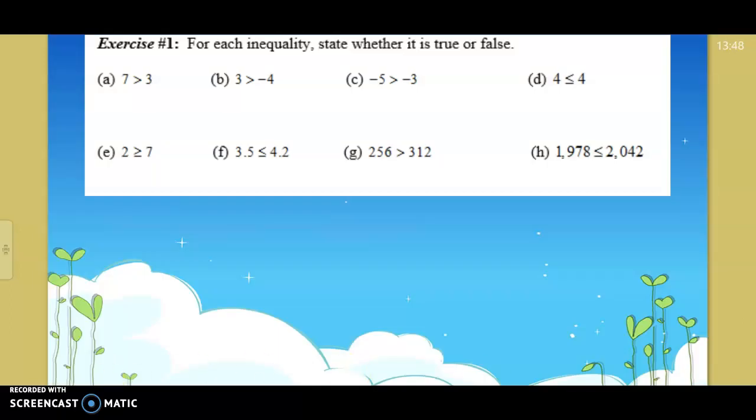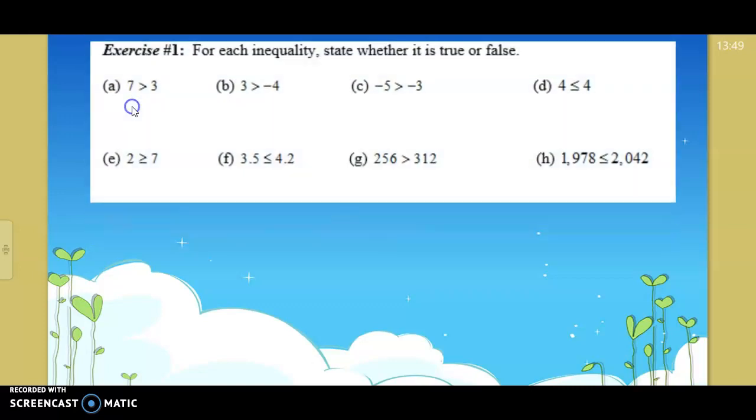So with these inequalities, let's say if they are true or false based on what we know about inequalities and integers. We've got 7 greater than 3. Head scratcher. Yep, that's true. That is, in fact, a true statement. Next up, we got 3 greater than -4. Any positive number is going to be greater than a negative number, and so that is true.